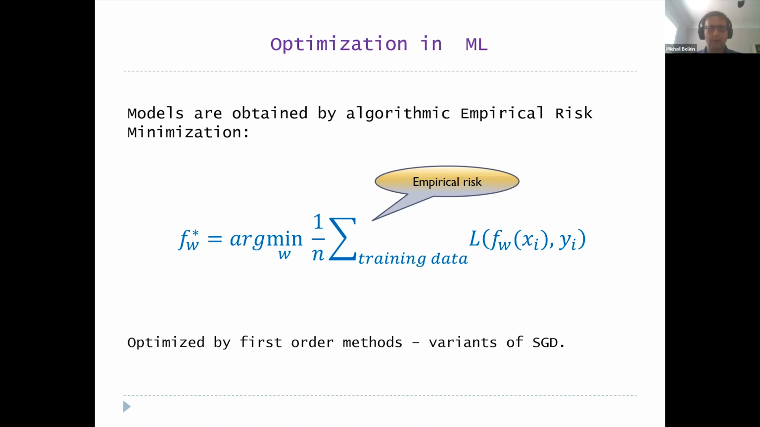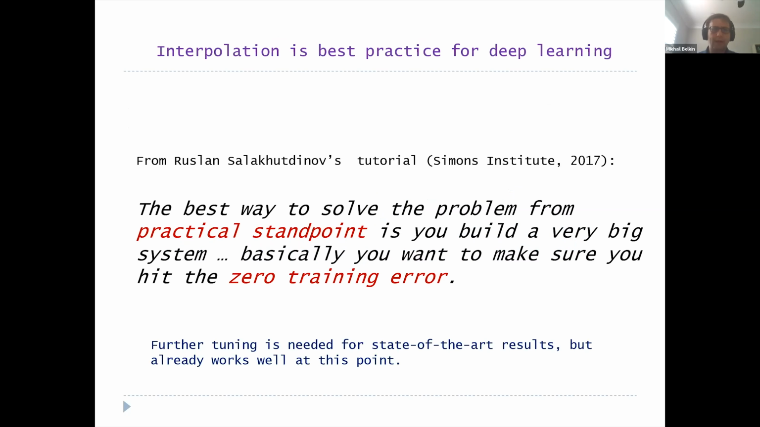As we know, the models are obtained by some sort of algorithmic empirical risk minimization. We construct a loss function and we try to minimize it, usually by using SGD or some version of SGD. I really like that quote from Ruslan's tutorial. He said the best way to solve the problem is you make sure you hit the zero training error. Well, this is not the end of the training, but this is the beginning, and then you can tune it and make it better. But you already have some non-trivial generalization performance even at this point.